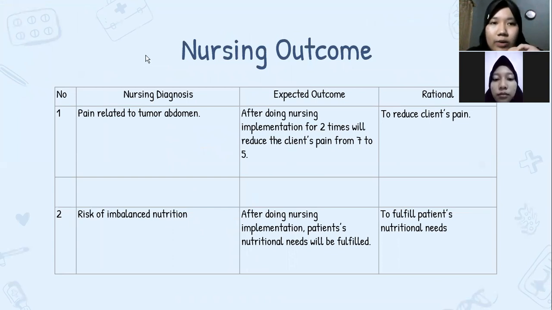Okay, so I will explain about nursing outcome. The nursing diagnosis is pain related to tumor abdomen, with expected outcome that after doing nursing implementation 4 times, we will reduce the client's pain from 7 to 5. And the rationale is to reduce client's pain. The second nursing diagnosis is risk of imbalanced nutrition with expected outcome that after doing nursing implementation, patient's nutritional needs will be fulfilled. And the rationale is to fulfill patient's nutritional needs.